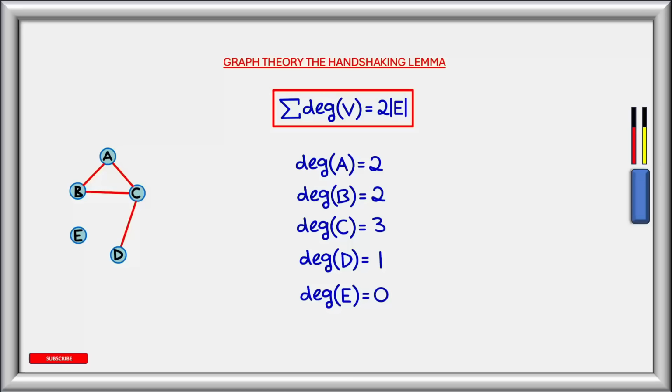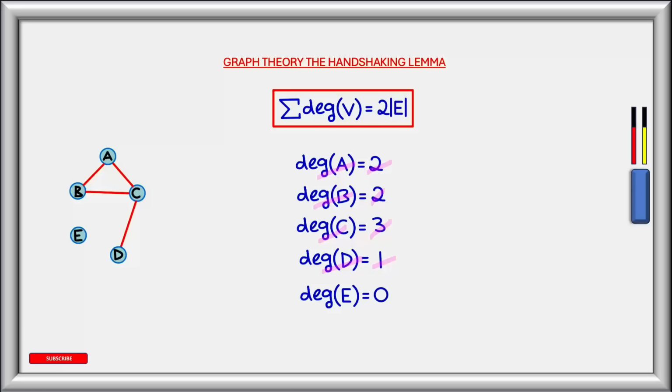So let's see if the handshaking lemma still works for this problem. So firstly, let's look at the degrees of each vertex. So we can see that vertex A has 2 edges. So the degree of A is 2. Vertex B also has 2 edges. So the degree of B is 2. Now we can see that server C is connected to A, B, and D. So the degree of server C is equal to 3. And we can see that server D just has 1 connection to server C. So the degree of server D is equal to 1.